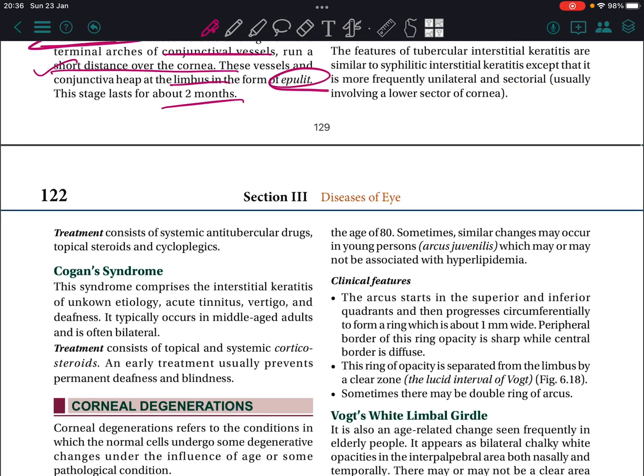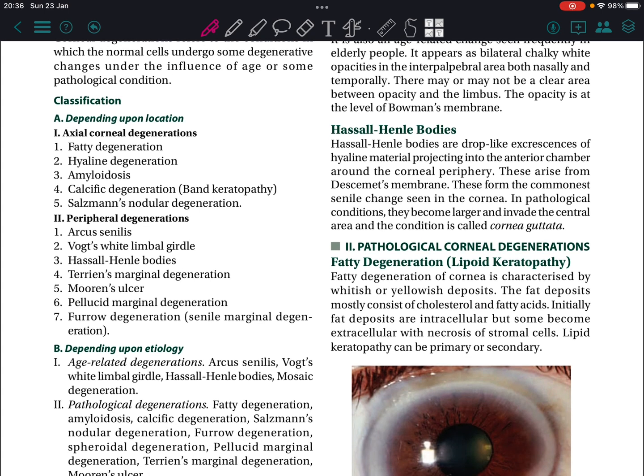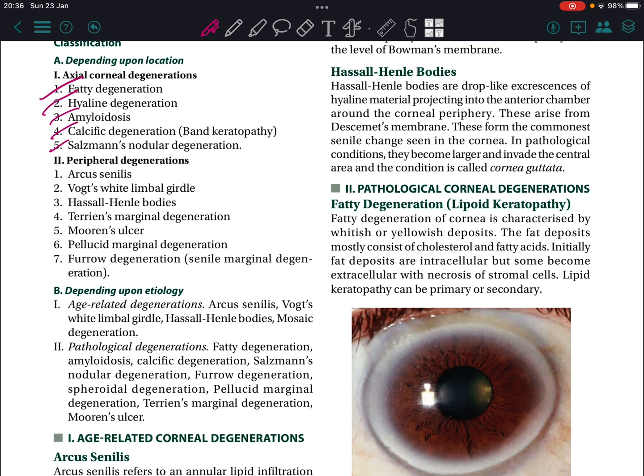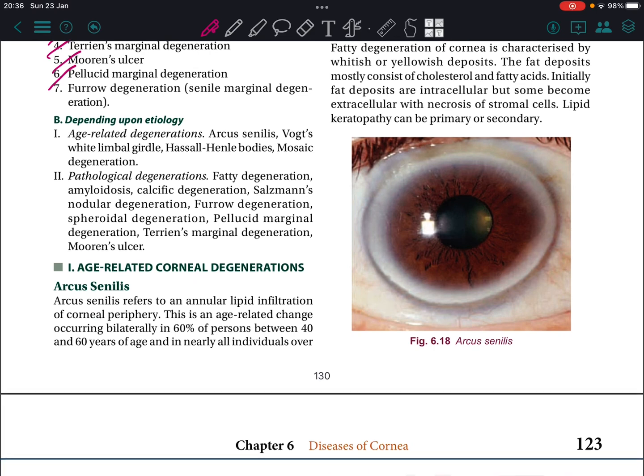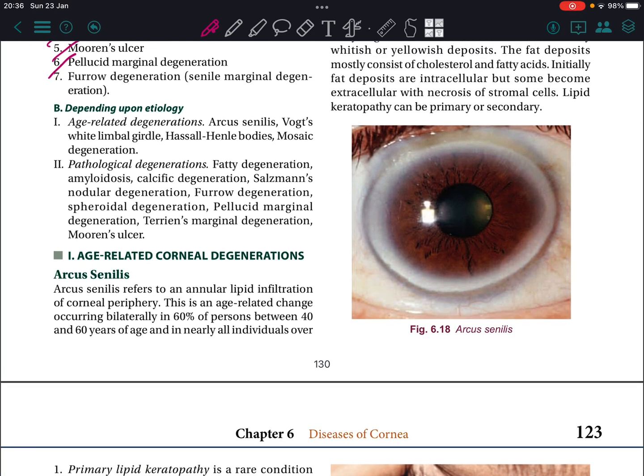Corneal degenerations. Classification depending upon location: peripheral degeneration, such as arcus, Vogt's limbal girdle, Hassall-Henle bodies, Mooren's ulcer, etc. Depending upon etiology: age-related degeneration, such as arcus, Hassall-Henle bodies, Vogt's limbal girdle, and pathological degeneration.